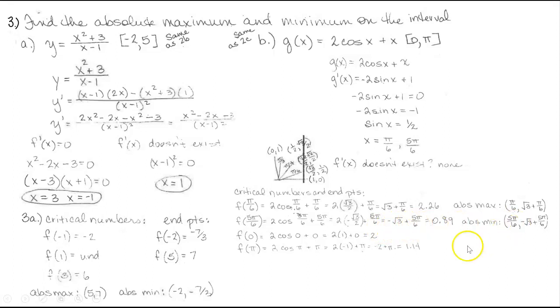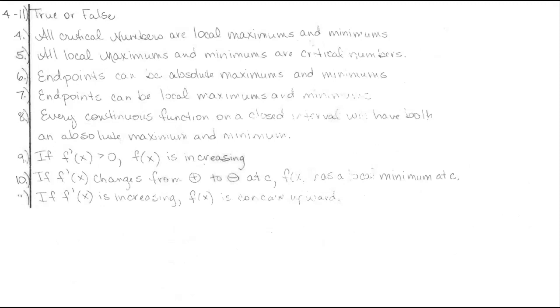Now, something to note is that over here, both my absolute maximum and absolute minimum came from the critical numbers, whereas over here, both of them came from the endpoints. And you can have one of each kind of thing. So that's why it's important that we check both of those to find absolute maximums and minimums.